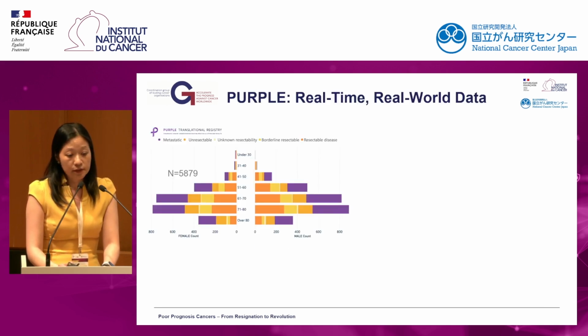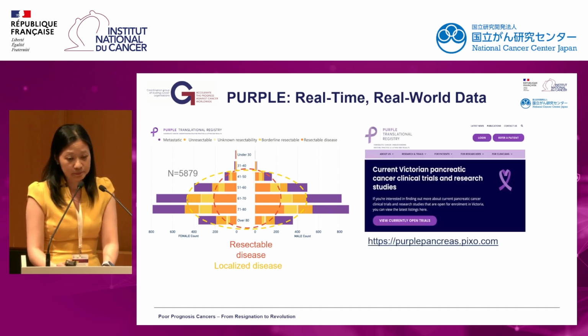So here on the left-hand side is what we call a butterfly plot. And the idea is that the Purple Registry is about real-world data in real time. So we can see here the age distribution as well as the distribution by stage of patients as they present. And as we know, there's only a small proportion with resectable cancer at initial diagnosis. But I'm an optimist, and I looked at this and thought, well, actually, there's a lot more patients with localized disease than I expected, and maybe one day we will be able to downstage these patients to resection. In purple, the patients are metastatic.